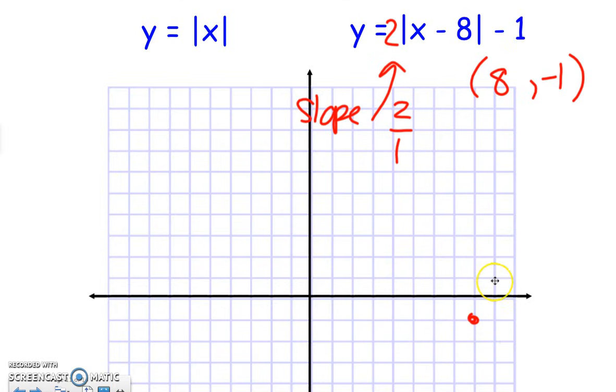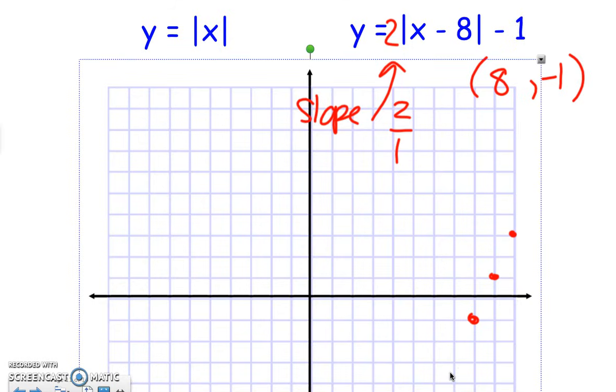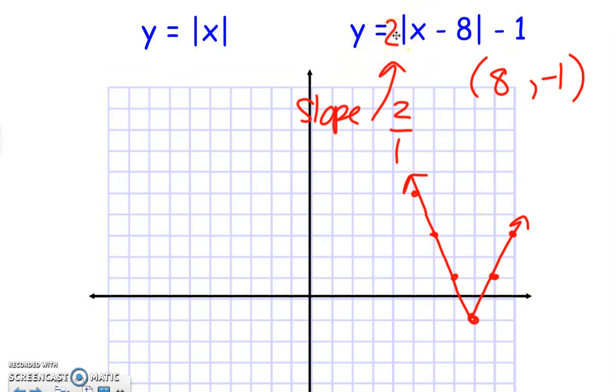So I go up 2 over 1, make a point. Up 2 over 1, make a point. Same thing on the other side. Up and left, up and left. Just make sure you're going by 2s. So notice your graph is getting a little skinnier. So if you have a number on the outside, you are going to have to go up and over by that slope. Last problem really quick.